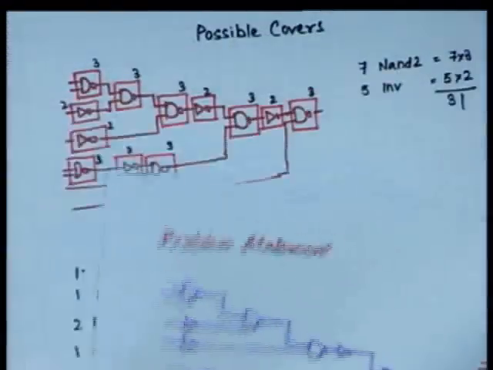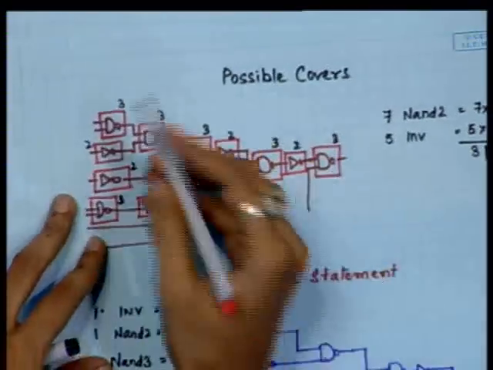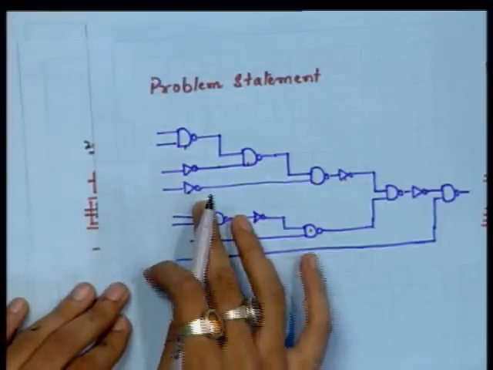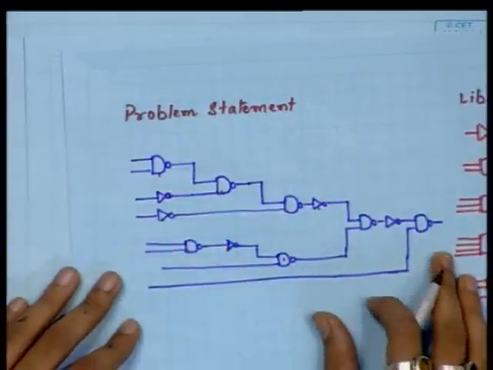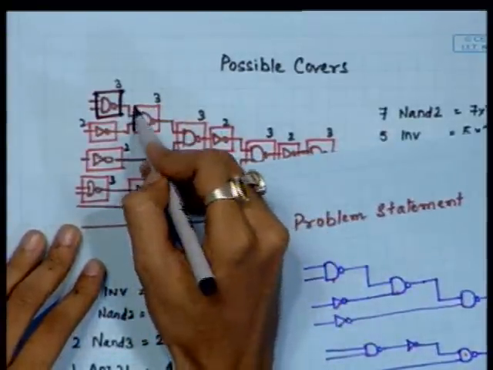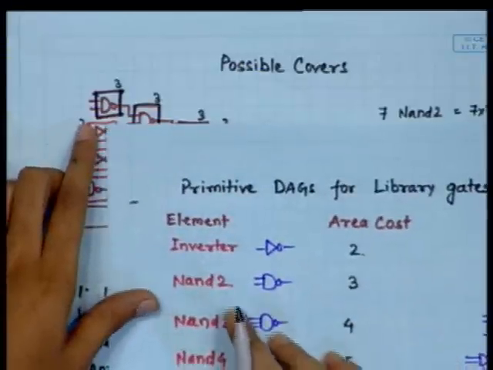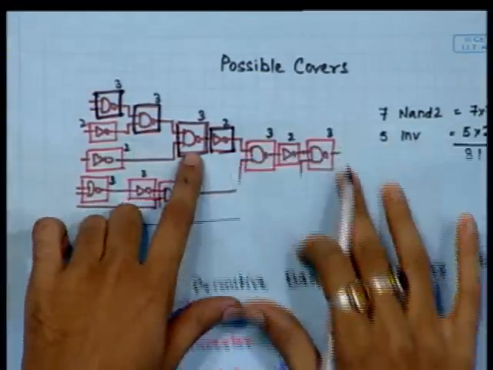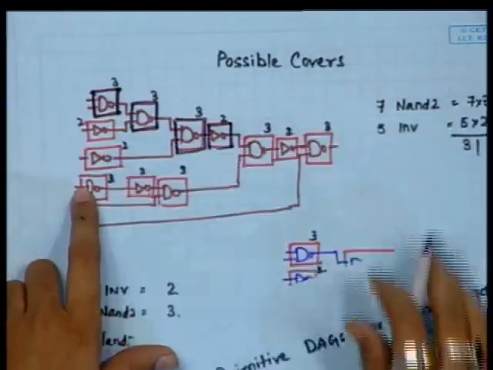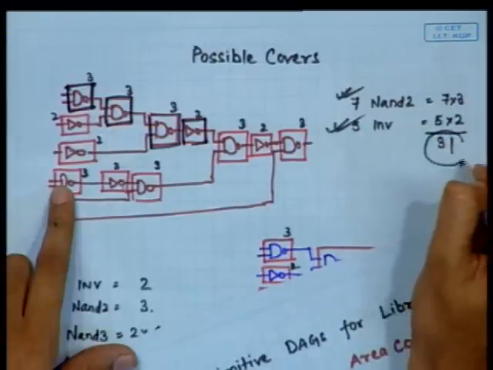Suppose we go for area covering. In the circuit, we see that there are only NAND and inverters, so to convert it into normal form we do not need to substitute any gate. One of the possible covers is like this: we take all the gates individually. The cost of a NAND 2 is 3, so all NAND 2 are given a cost of 3, and the inverter has a cost of 2. In the design, there are 7 NAND gates and 5 inverters, so the total cost area is 31.